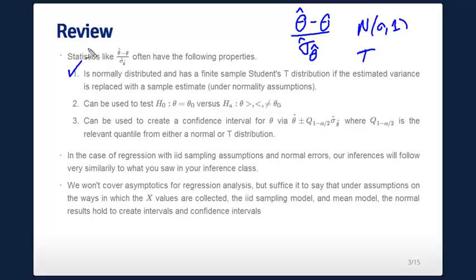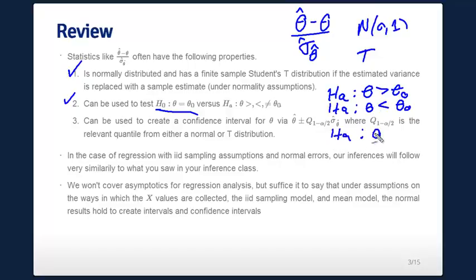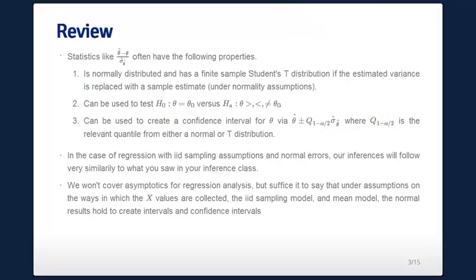We can use that to test things like theta equal to theta naught versus some of these alternatives, like HA theta greater than theta naught, or HA theta less than theta naught, or HA theta not equal to theta naught. Okay, let me get rid of all that stuff just because it's clouding things up a little bit.